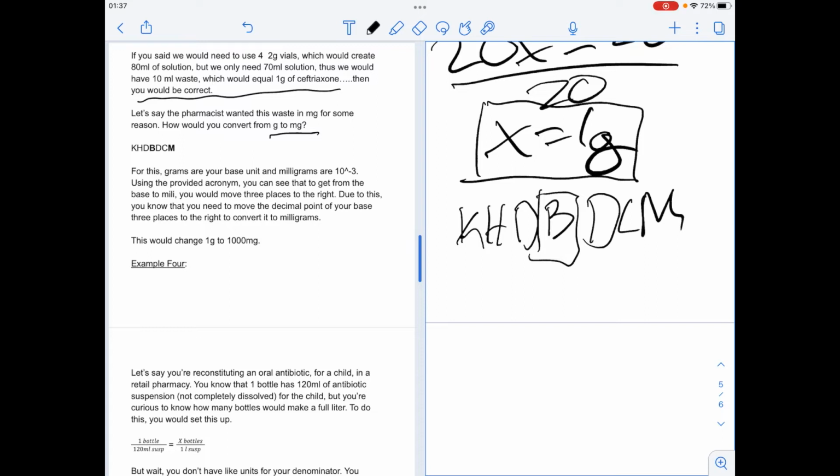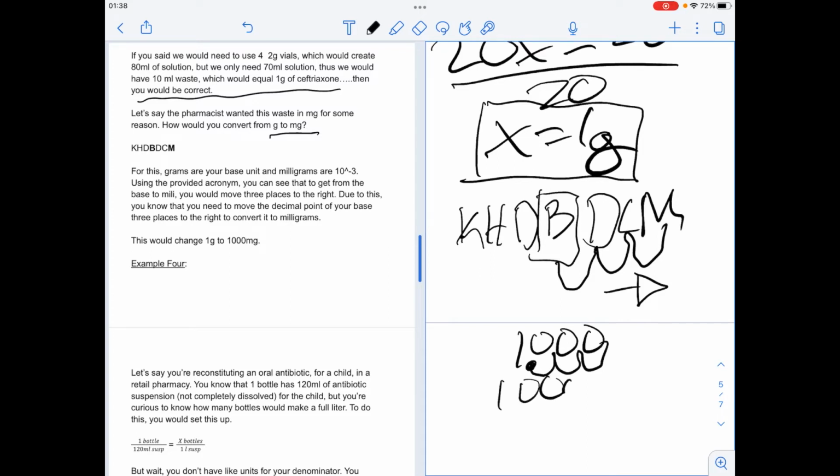So we're going from grams to milligrams. Grams, remember, is our base unit for weight. Milligrams is the last unit here. So 1, 2, 3. We went 3 units to the right. So let's take our 1, decimal point right here, because it's a full number. 1, 2, 3, fill in zeros where our loops are. We have 1,000 milligrams. And that's what we would tell the pharmacist our waste is if they wanted the waste in milligrams for ceftriaxone.